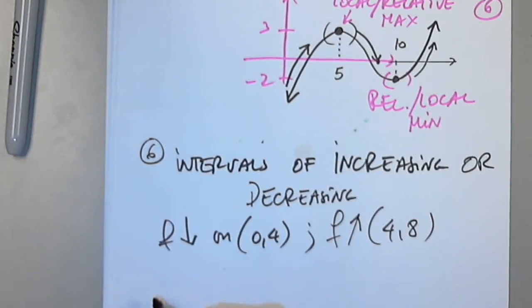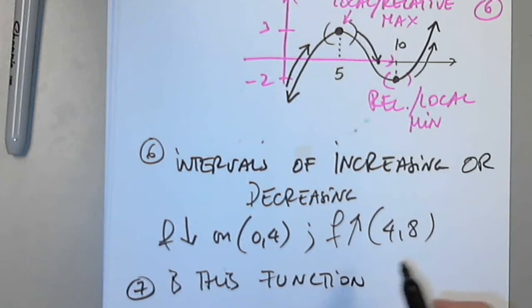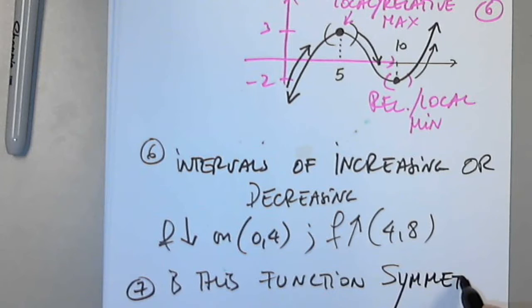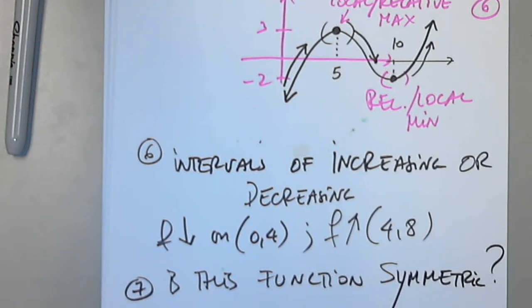Number 7. Is this function symmetric? What is that? Is this function symmetric? There are two. Say it again. Maybe a line divided into two equal parts. I think you are referring to the graphs of two inverse functions. We're not there yet.